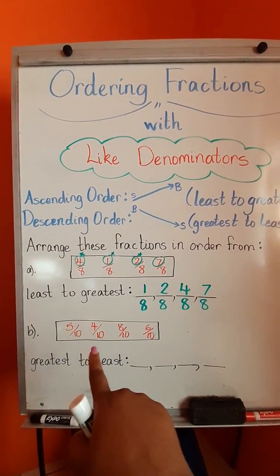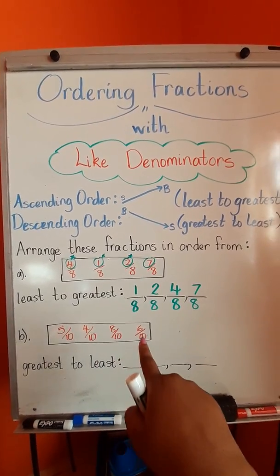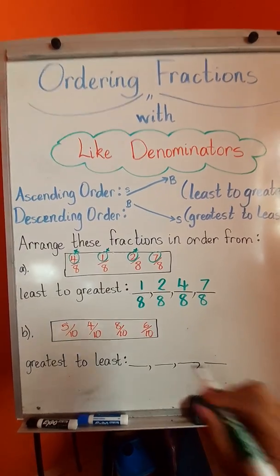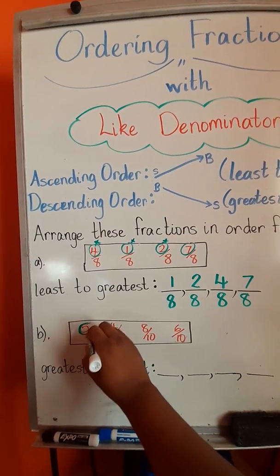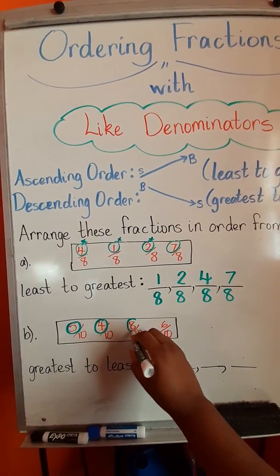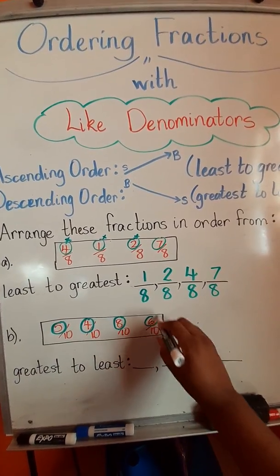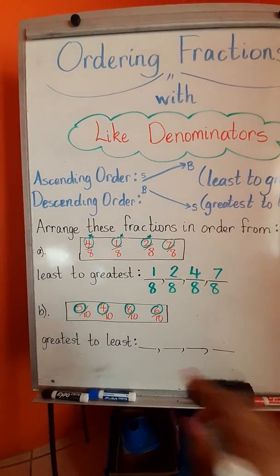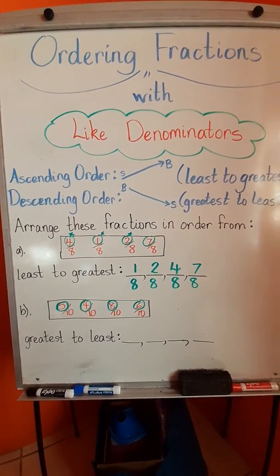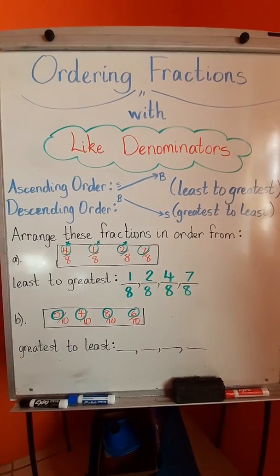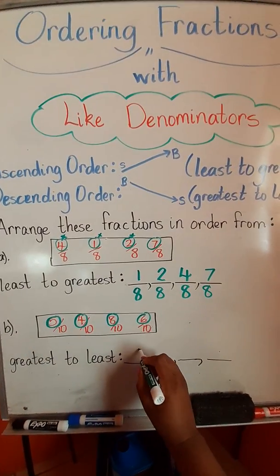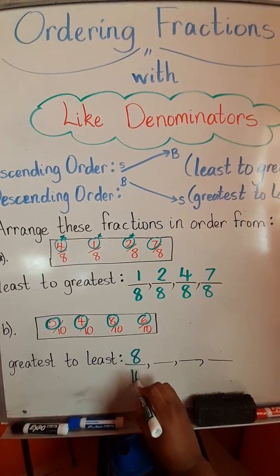All of our fraction denominators are 10. So we have to circle our numerators. Our numerator here is 5. Here is 4. Here is 8. Here is 6. We are looking for the biggest fraction first. Which number is the most? 8. So we will write the fraction 8 over 10.